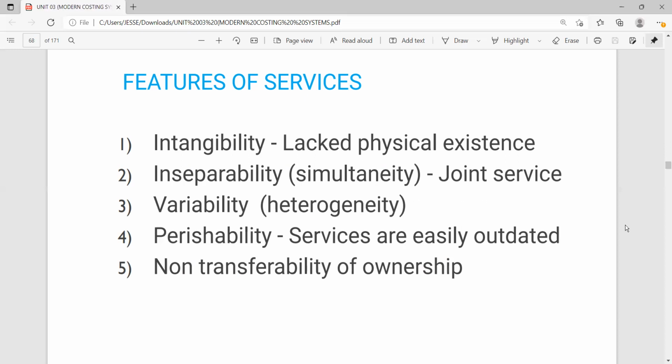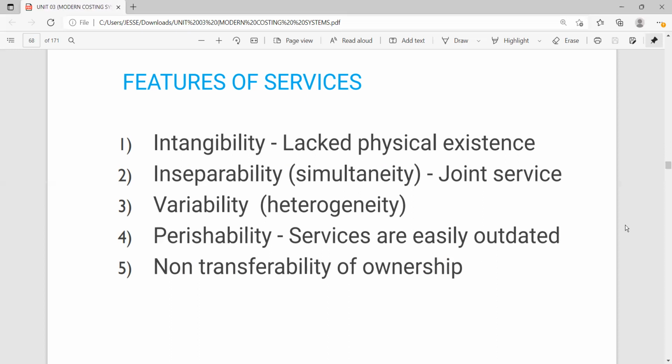It's very, very important. So these are the 5 characteristics of services. It's very, very crucial. Please master these characteristics.